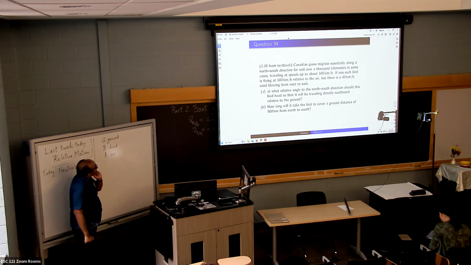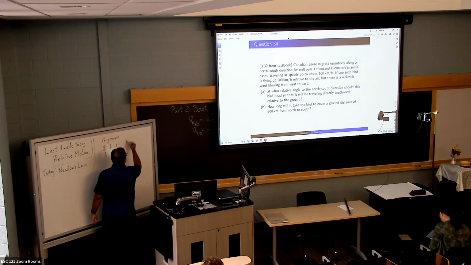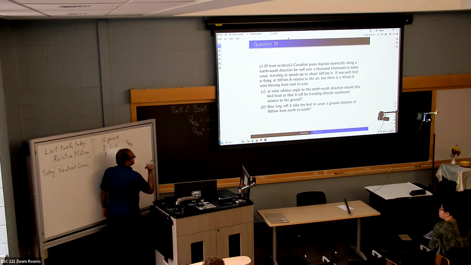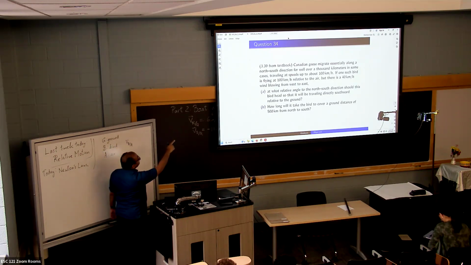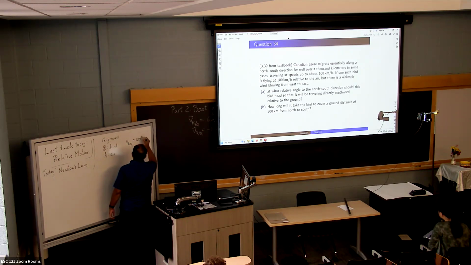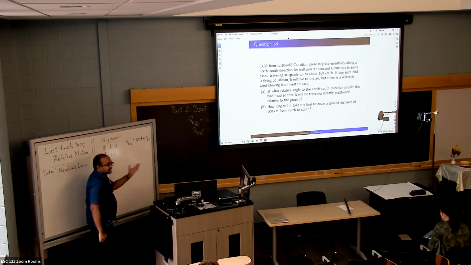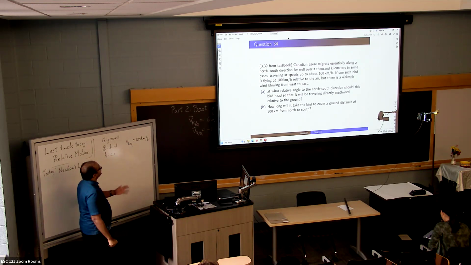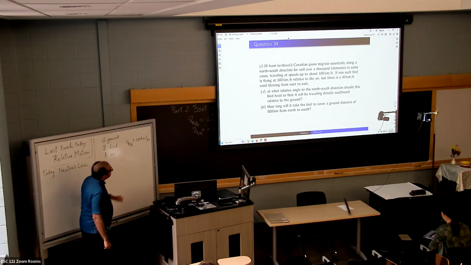We're given some information. One such bird is flying at 100 kilometers per hour. How should I write that? B over A, because we're told it's 100 kilometers per hour relative to the air. This is just a speed right now because we don't have the direction. In fact, that's what the first question is about: what direction should the bird point? And then we have the wind.